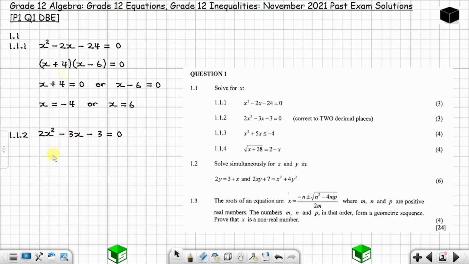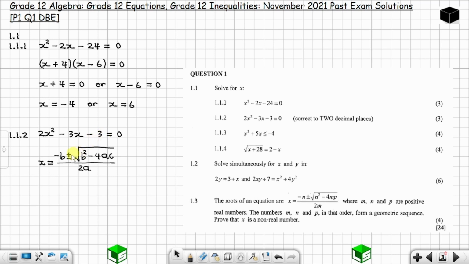So what we are going to do is use the quadratic formula. You are given it on the information sheet, which you can find together with the question paper. When they ask you to get your answer correct to two decimal places, just use the quadratic formula. Your a is 2, your b is negative 3, and your c is negative 3, just like alphabetical order: a, b, and c.